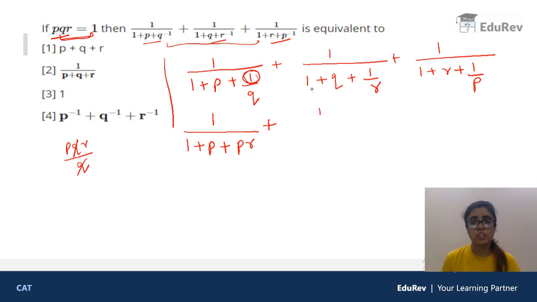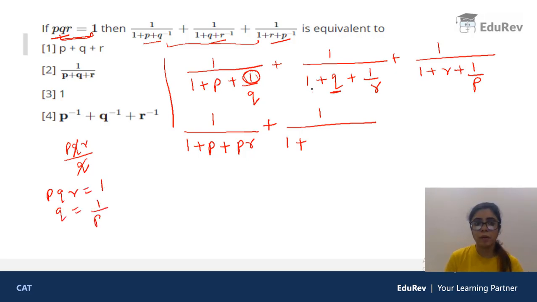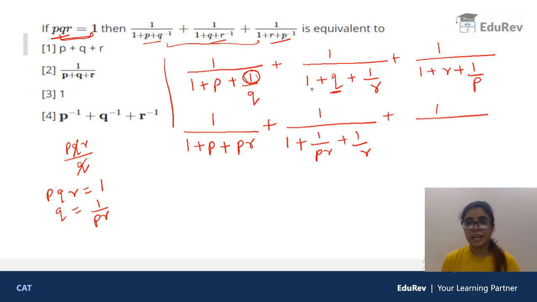That's it. So this will become 1 upon 1 plus. I don't want Q here. We know PQR is equal to 1. So can I write Q as 1 upon PR? Correct? So this Q will be written as 1 upon PR, plus this will be 1 upon R. So we eliminated Q. In this case, you don't have Q. So you just simplify this. So I will just cross multiply P. So this will become P plus PR plus 1, the whole upon P.